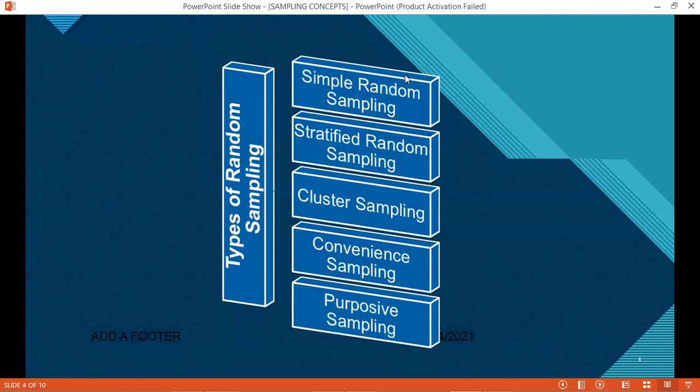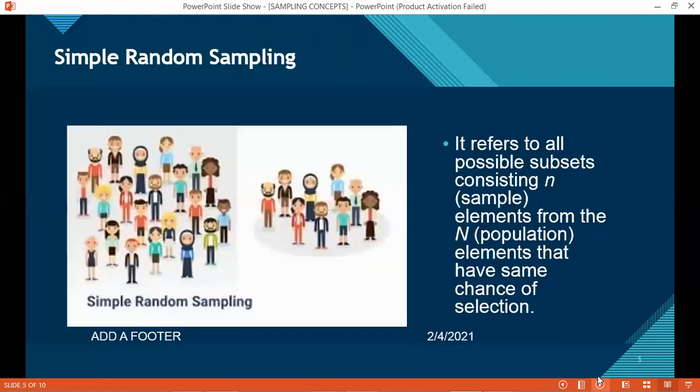The first one, we have the simple random sampling. Second one, stratified random sampling. Third, cluster sampling. Fourth, convenience sampling. And fifth, purposive sampling. Now, let's have first the simple random sampling. Simple random sampling refers to all possible subsets consisting of n, or the sample, elements from the population elements that have the same chance of selection.